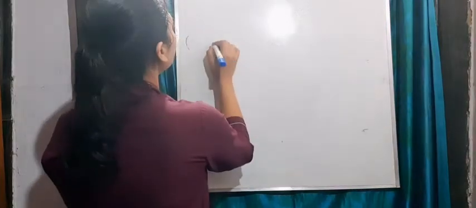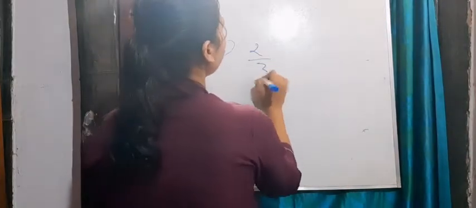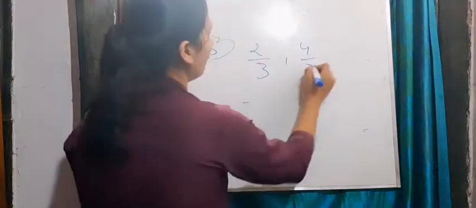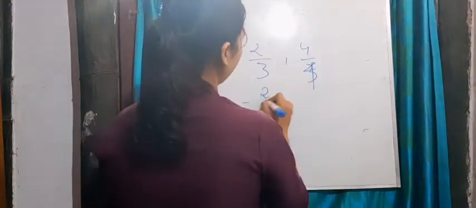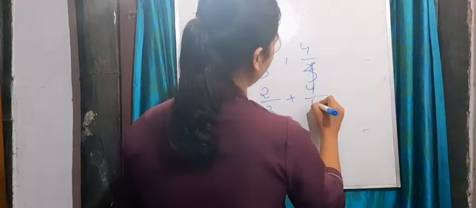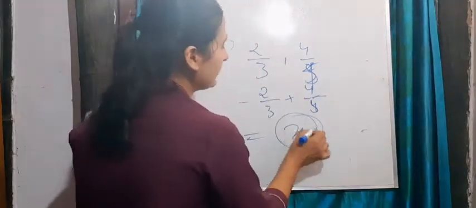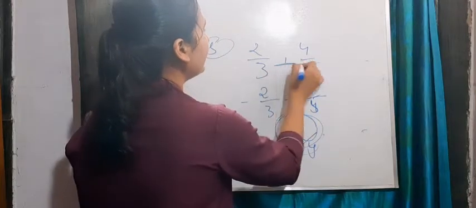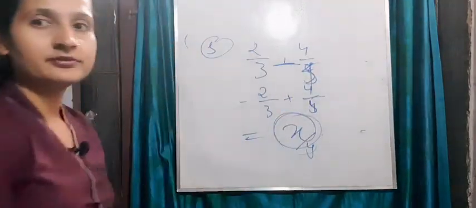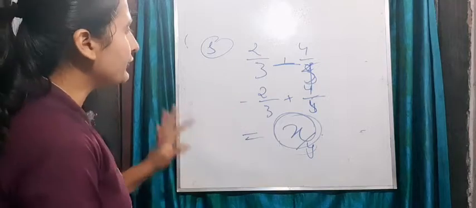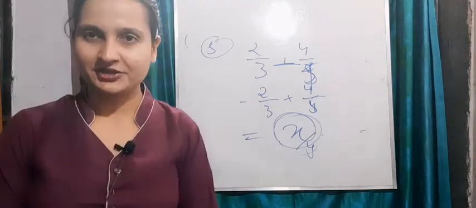And the fifth one says that suppose two fractions are given, say 2 by 3 and 4 by 5. When we add these two, whatever sum or new fraction we get, this fraction lies between these two fractions, right? So these are the 5 properties of a fraction, all right?